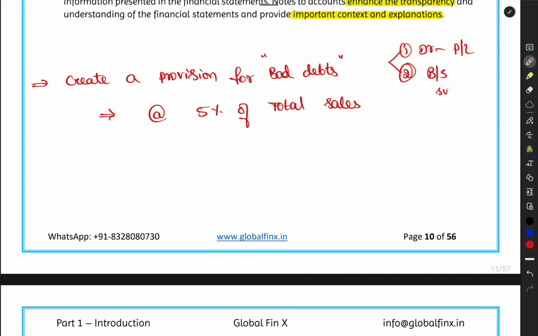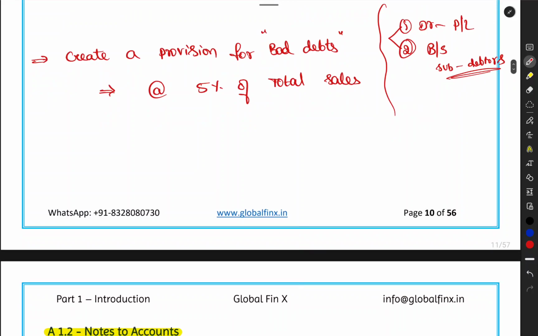You will subtract it from the debtors balance, which is accounts receivable, right? Whatever is receivable from your customers, from that you subtract this and show the net figure. So two times adjustments will be done. This is one way. Another question will say: calculate a provision for bad debts at the rate of 10% of closing balance of debtors. I hope you are all able to recall these kinds of questions from your plus 1 plus 2.